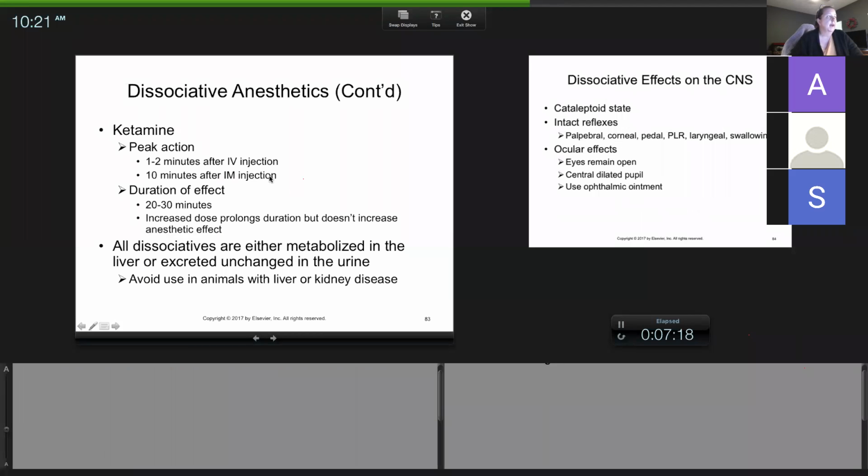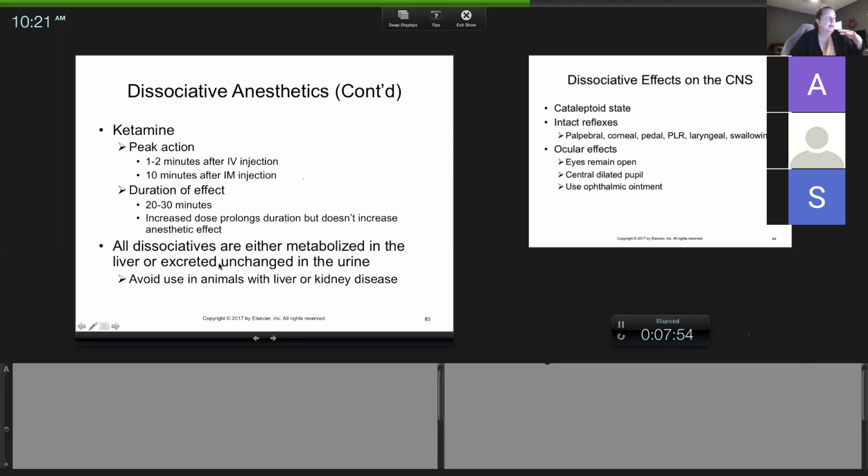Now, when you give ketamine, and this is talking about ketamine by itself, again, when you add it with other agents, it may alter this, but usually 1 to 2 minutes after an IV injection, they should be handleable or intubatable, maybe 10 minutes after an IM injection. So IM is going to take a little bit longer. Basically, if you increase the dose, it is going to prolong how long it lasts, but it doesn't make them go deeper. It's basically just going to prolong its action.